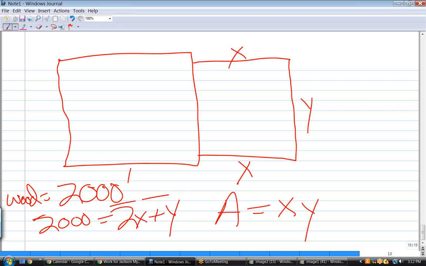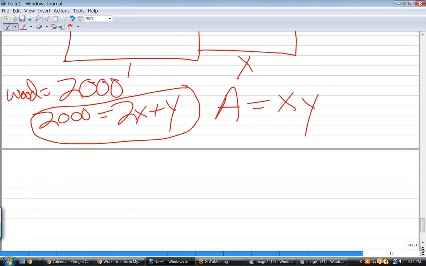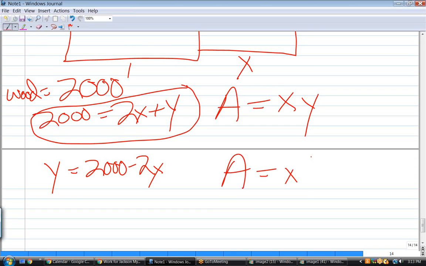That allows me to define y as a function of x and substitute it into my area function. In other words, y becomes 2,000 minus 2x, right? Right. Now I go into my area function, x times y, and instead of y, I'm going to write 2,000 minus 2x. Now I have my area completely as a function of x, and I can take the derivative of it.